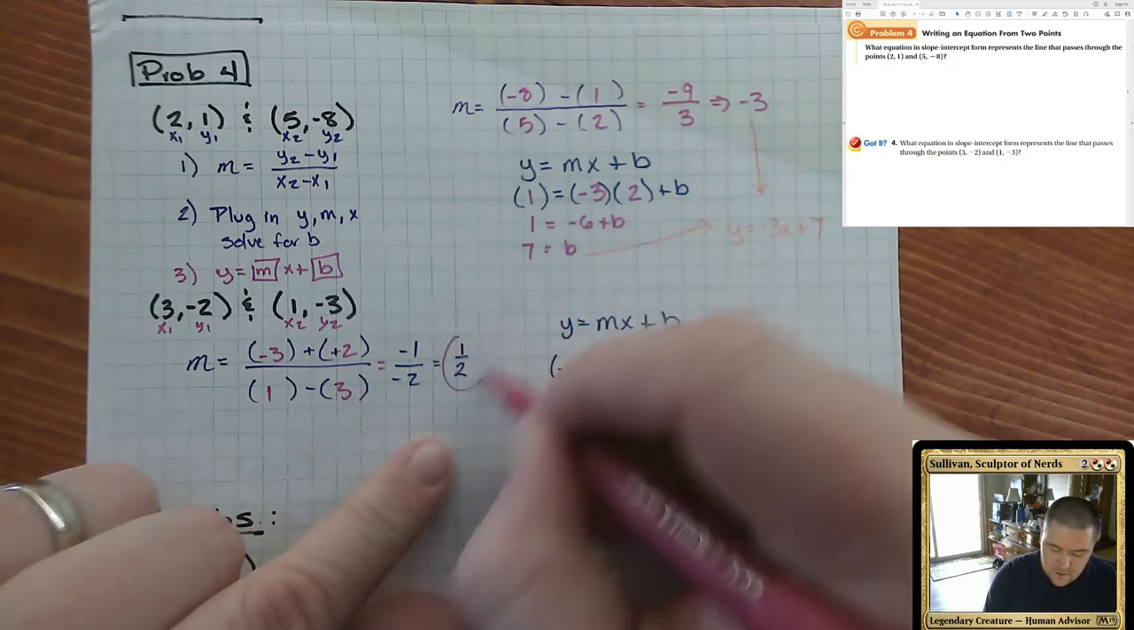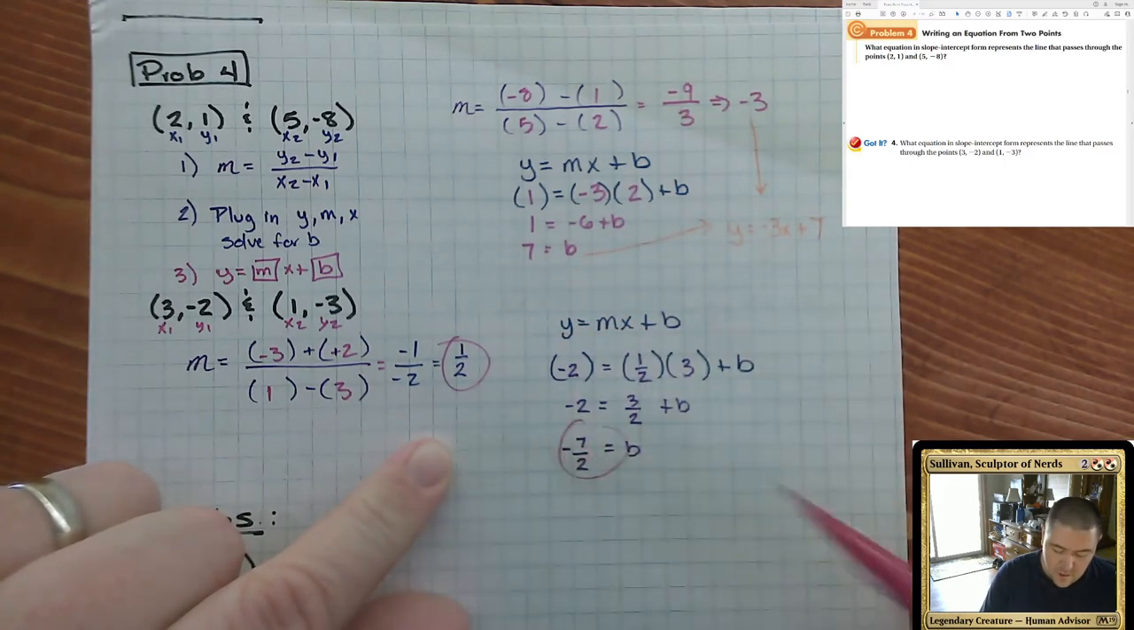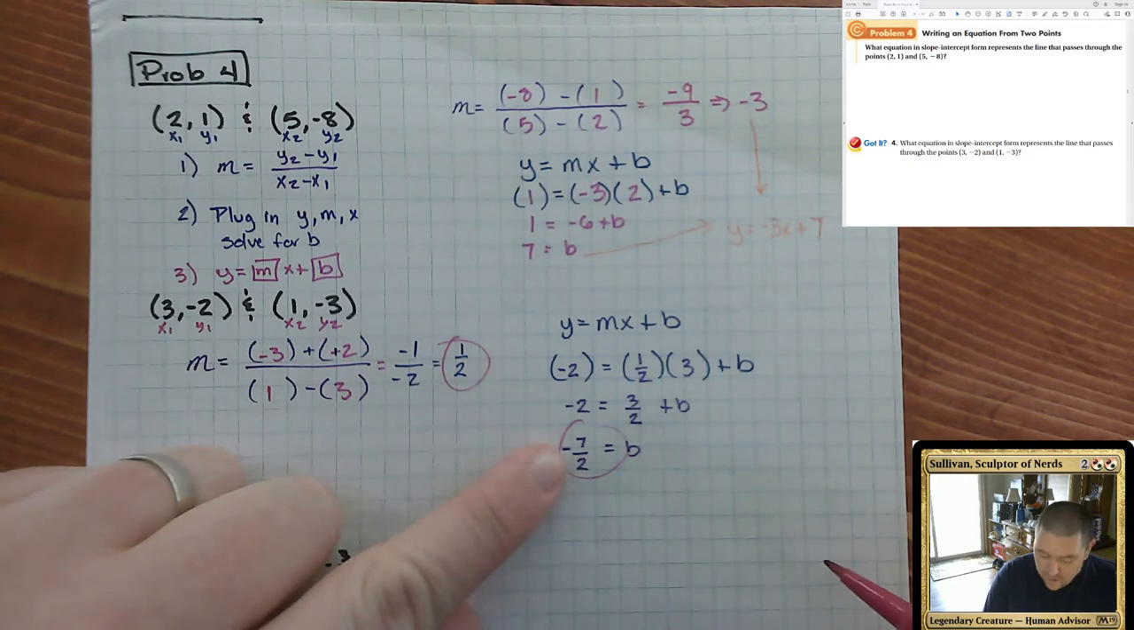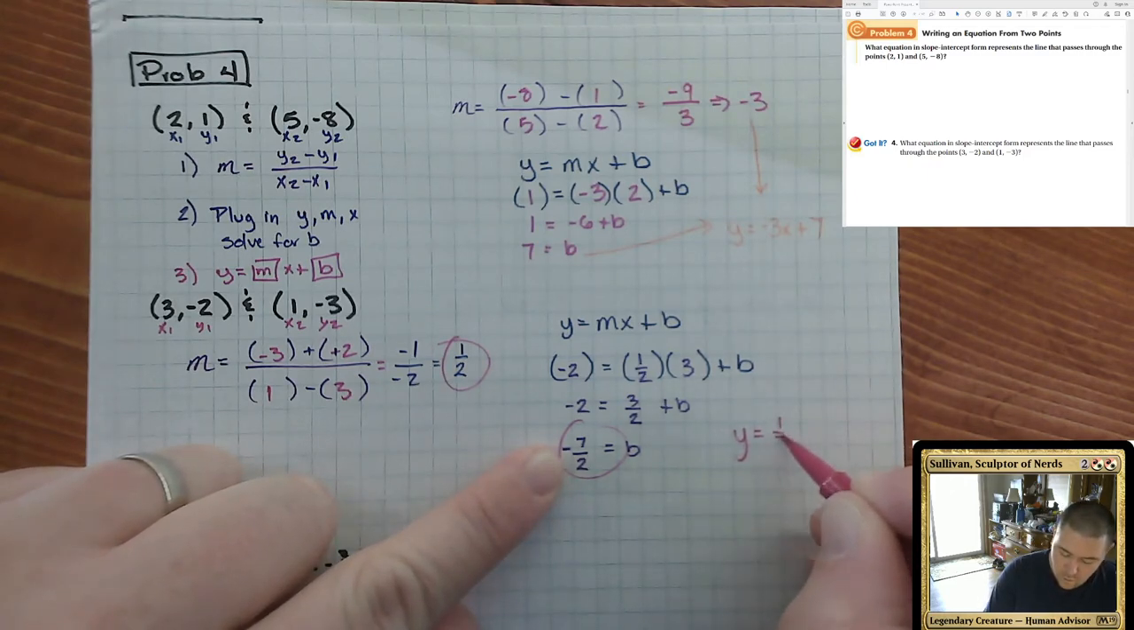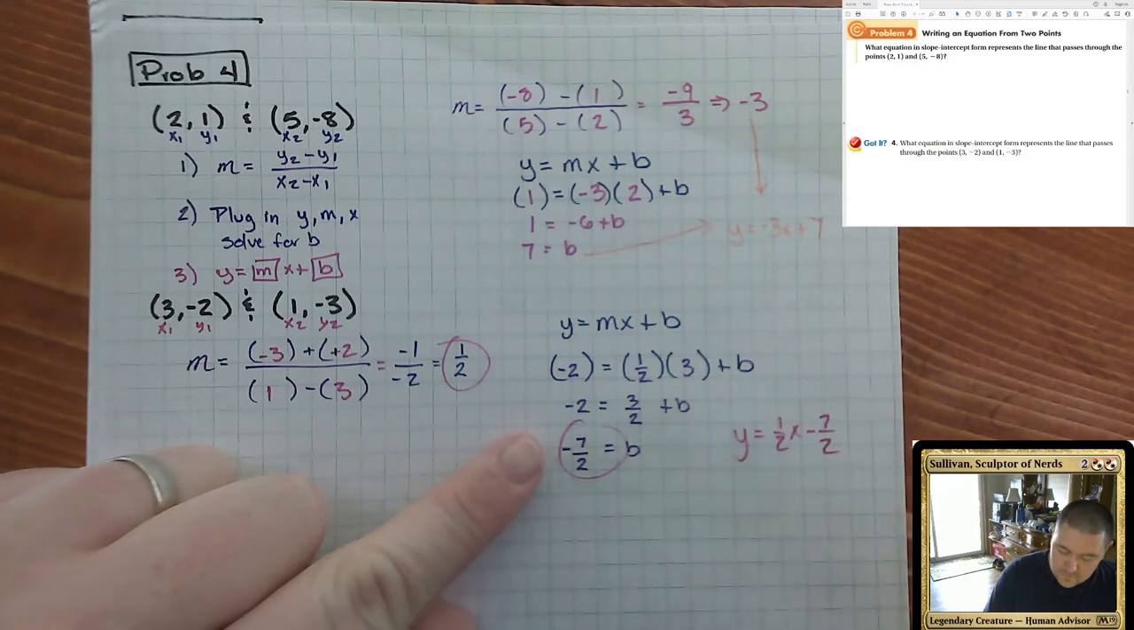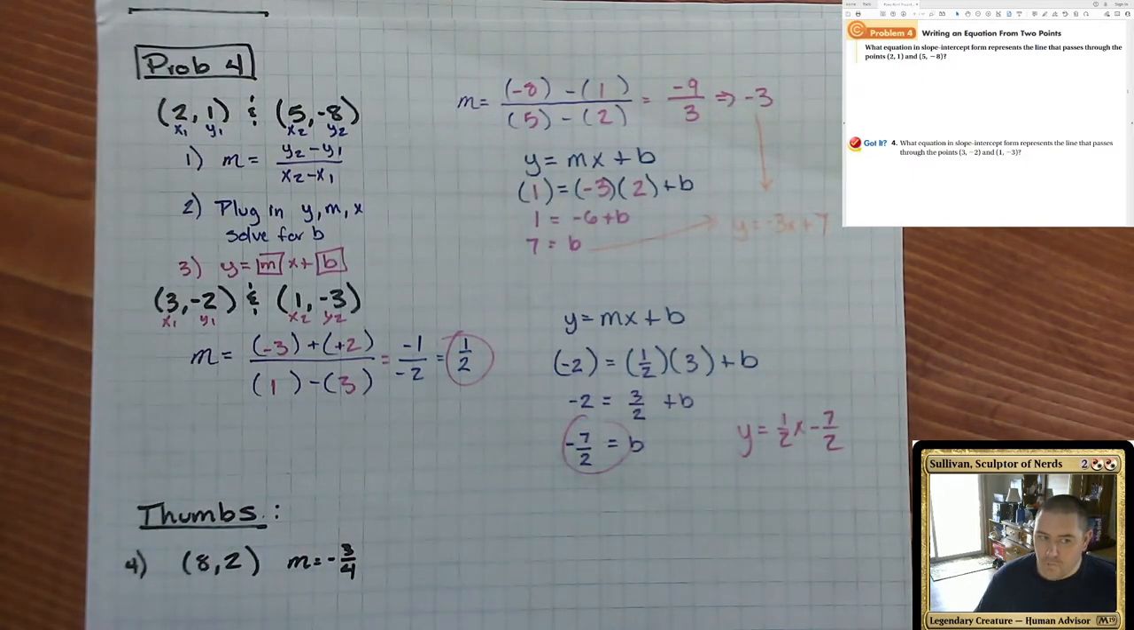So again, I've got my slope. Now I have my y-intercept. Put them together. 1/2 x minus 7/2.